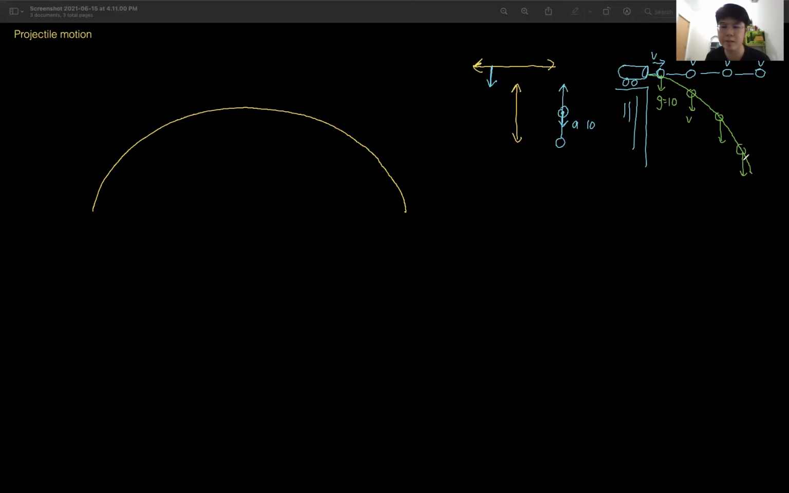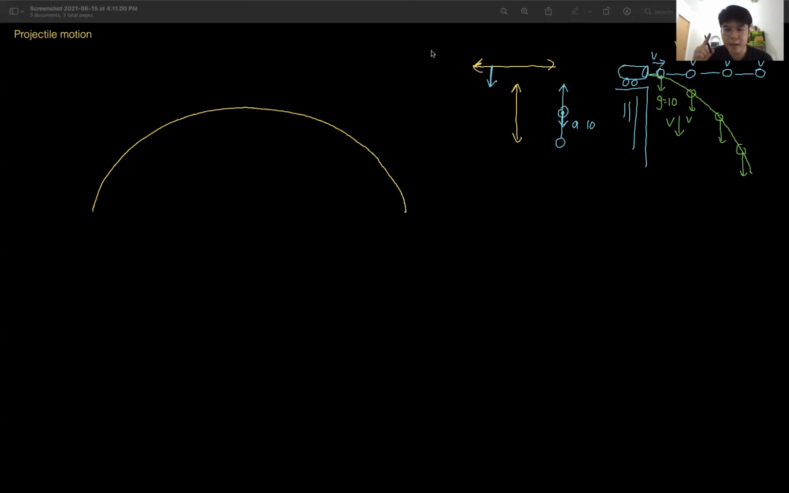will take this curved path downward. And this is the basis of projectile motion. Okay, and it is a two-dimensional motion. Why do we say two-dimensional? 因为你有 V in the X direction, 还有你有 V in the Y direction. You got two V here. Okay.